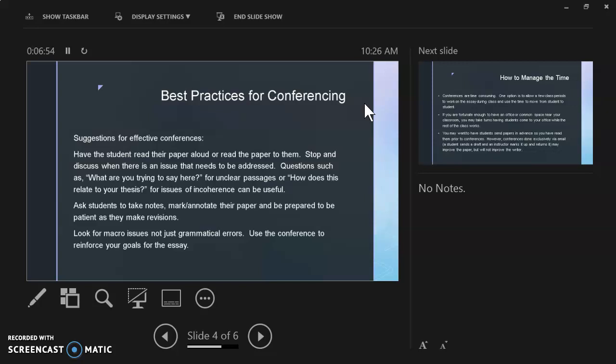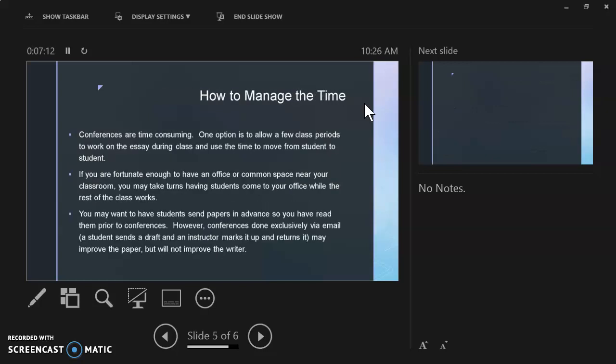So that can be really helpful. But use this time to reinforce your goals for the essay and for the class. Use it as a teachable opportunity. And it's also a good opportunity to be a cheerleader, to encourage them, to point out what they did well, and give them a little bit of confidence as they move through the writing process. We do need to acknowledge that conferencing can be time consuming.